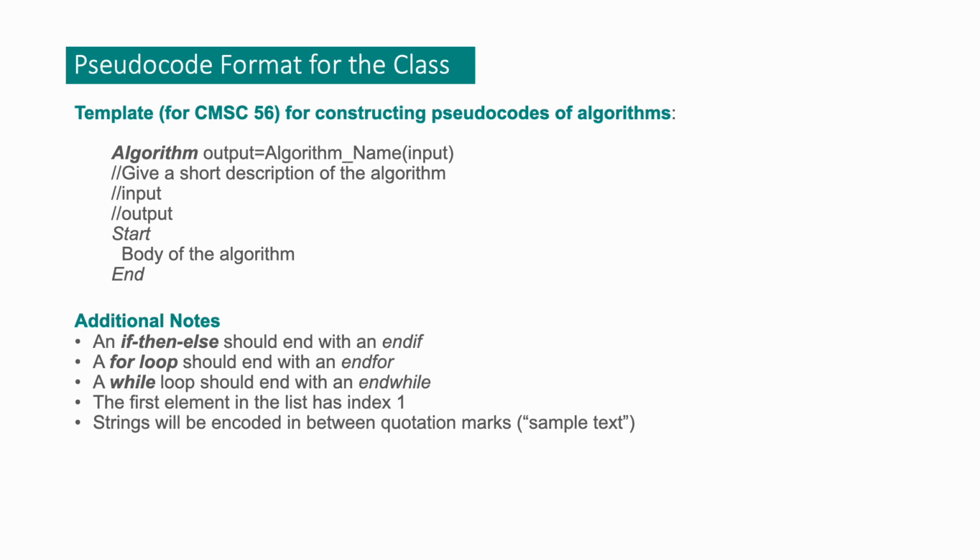Why is it important? So that if you misalign, we would know where the if statement ends. The same goes for loops: a for loop should end with end for, and a while loop should end with end while. And since this is not language dependent, our lists will always start with index 1. So we will use counting numbers to indicate indices. Strings will also be enclosed in quotations.